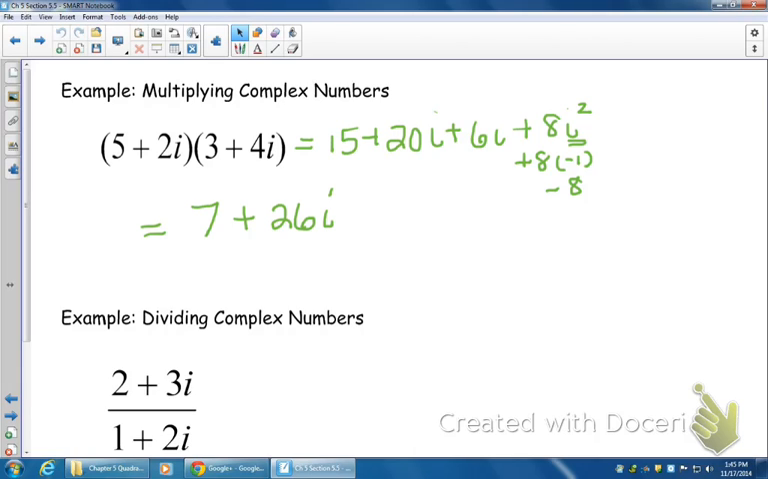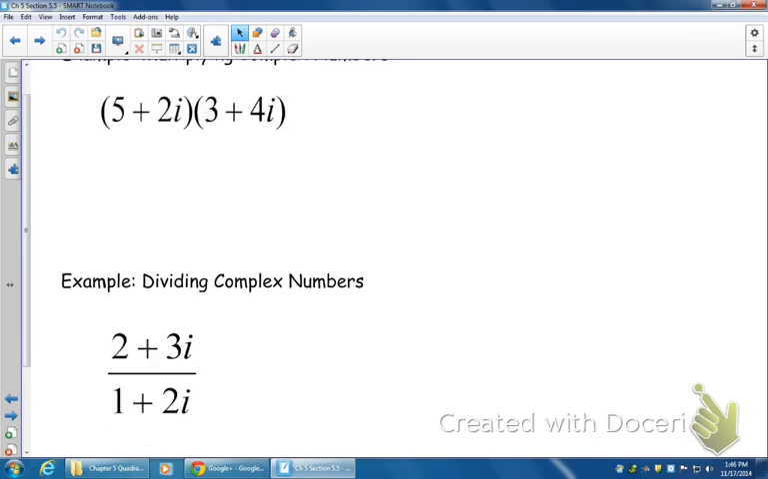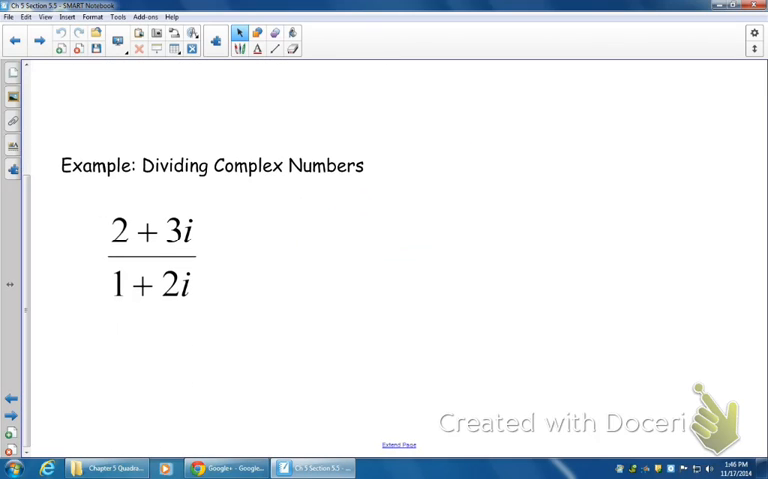Dividing. Just like when we have radicals in denominators, we can't have i's in denominators. We have to rationalize them. So we do the same thing to rationalize. We multiply by the conjugate. So the conjugate of the denominator is 1 minus 2i.